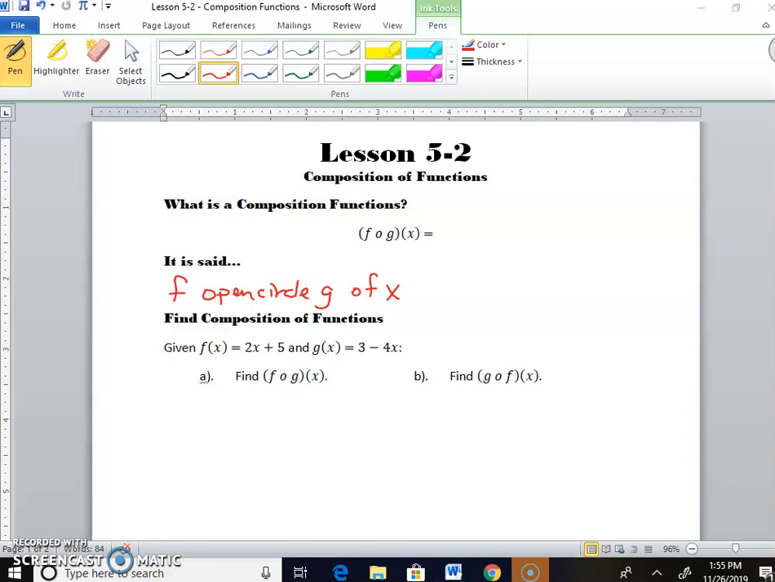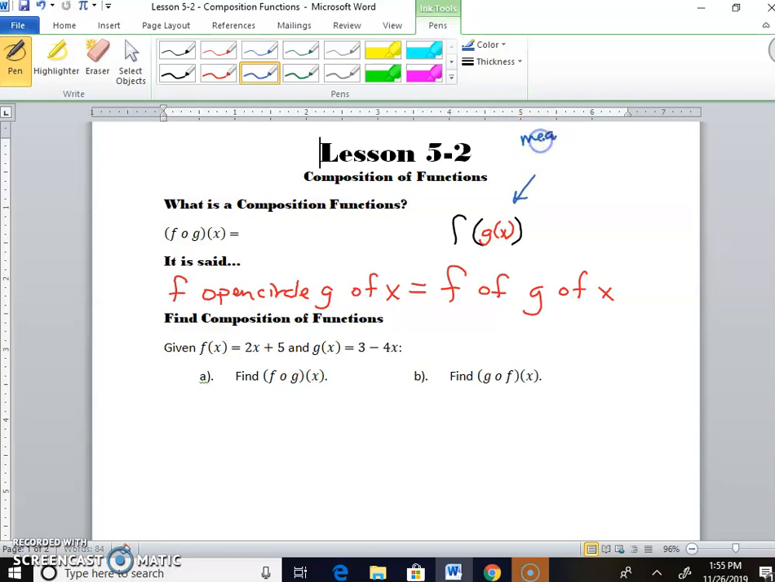This up here says f open circle g of x, and f open circle g of x equals f of g of x. Okay, so finishing down below there, it is said f open circle g of x, and f open circle g of x equals f of g of x. Now, what this essentially means is when you have an f open circle g of x, it means you are plugging g of x into f of x.